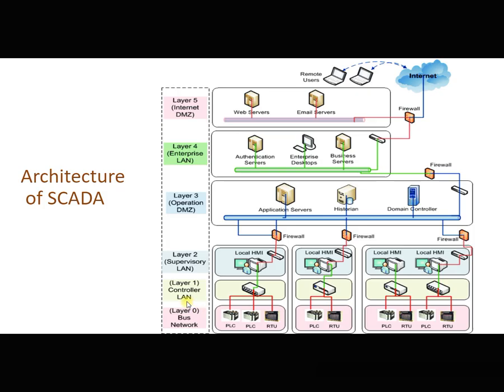Because if you go with small scale industries, with some 50 IOs, one controller will be there, you will connect all of those to the PLC, and only there you can have a system. But if you have a larger system, why? Because SCADA is suitable for larger scale industries.